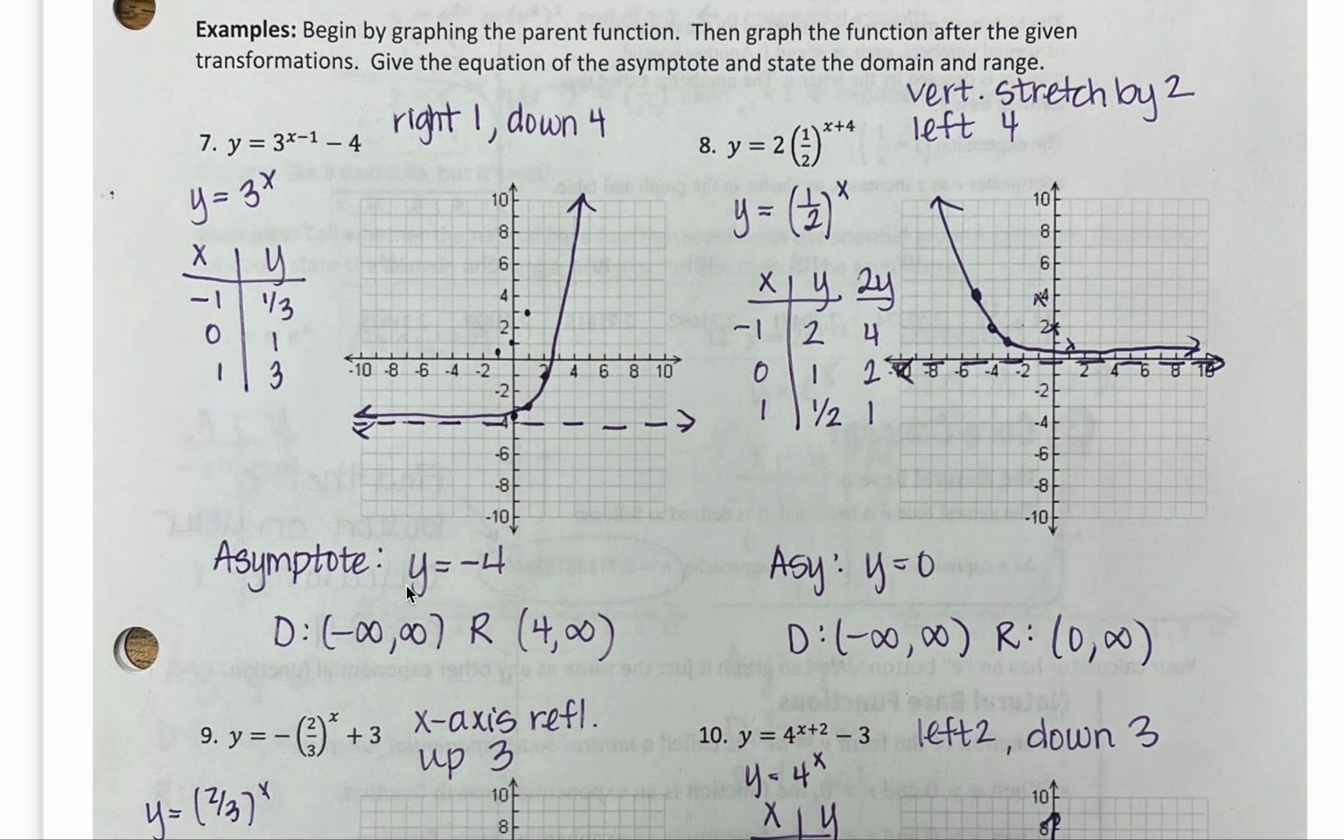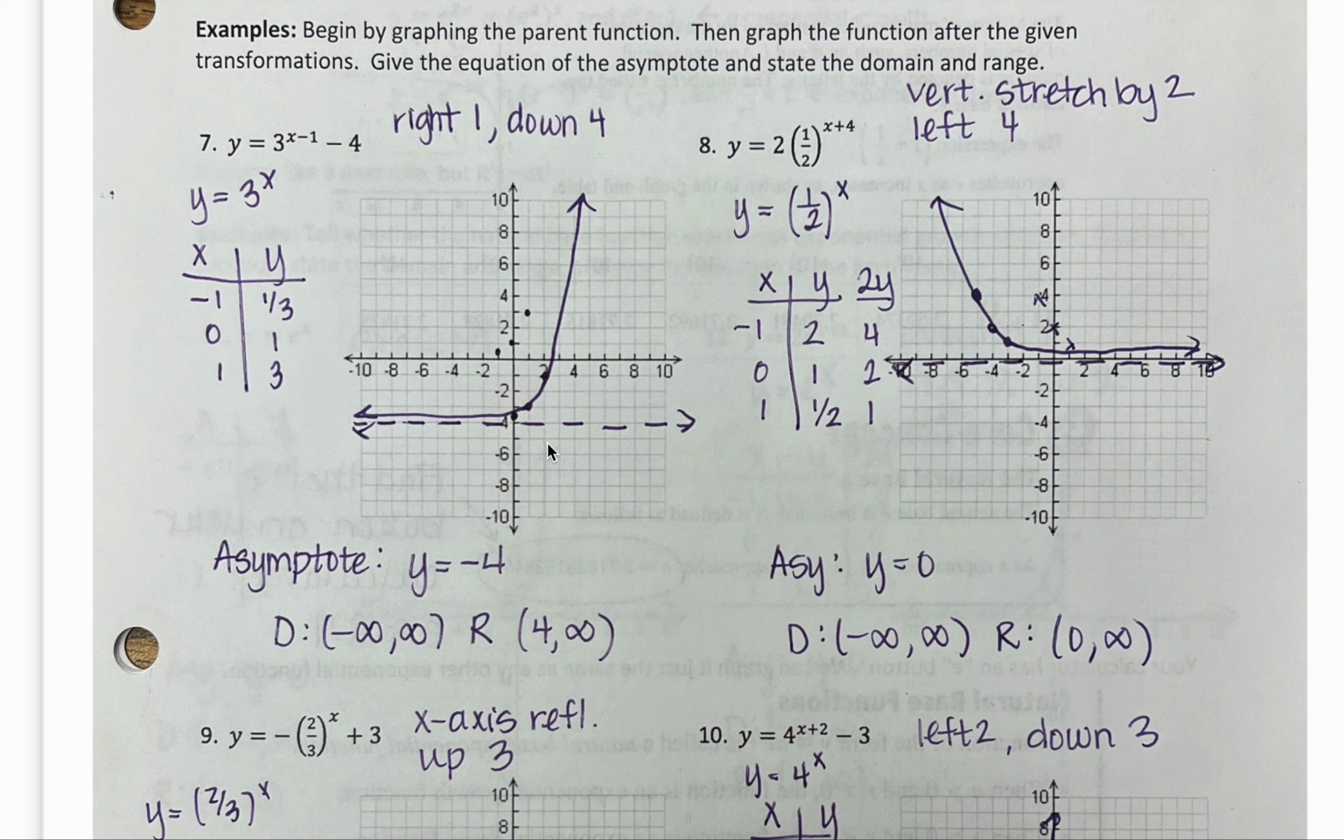So the asymptote now is the equation y equals negative 4. Remember, we've talked about before, no bald numbers. This is a horizontal line through y equals negative 4. You have to have the y equals. Otherwise, it's just a number. It's not an equation of a line. So don't forget that. The domain is always going to be the same, negative infinity to positive infinity, or you could say all real numbers.